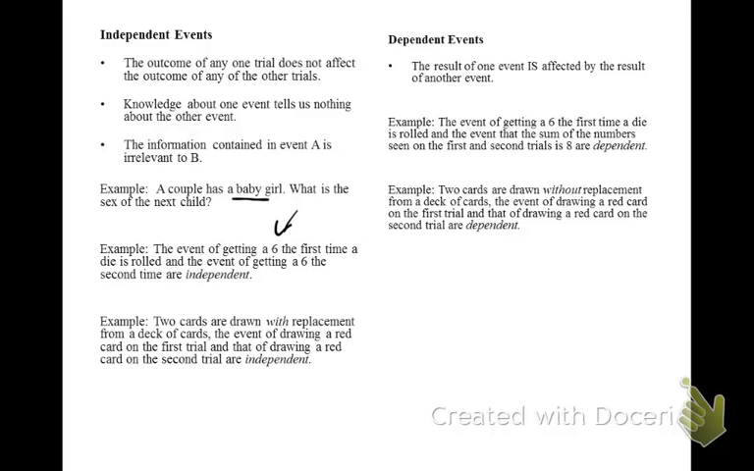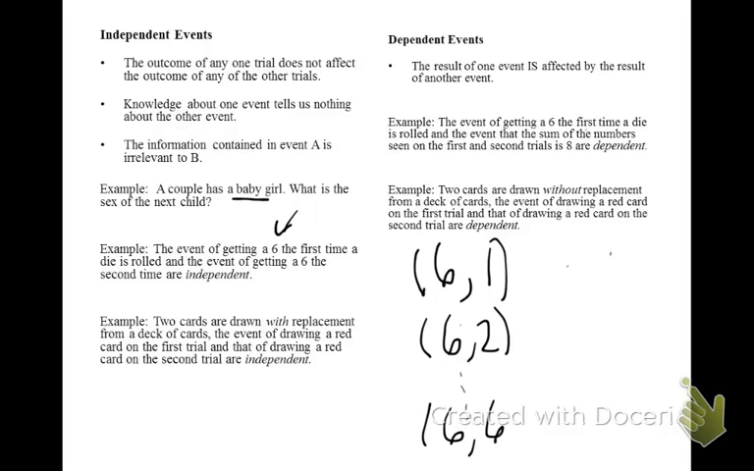For dependent events, the result of one event is affected by the result of another event. So for example, the event of getting a 6 the first time a die is rolled, and the event that the sum of the numbers seen on the first and second trials is 8 are dependent. Because if you get a 6 the first time the die is rolled, that means your second roll you could get a 1, you could get a 2, or you could get a 6.